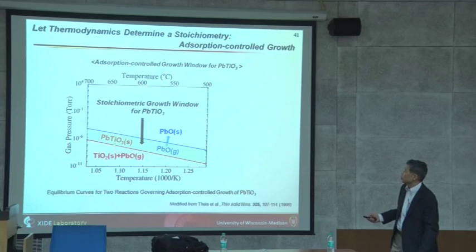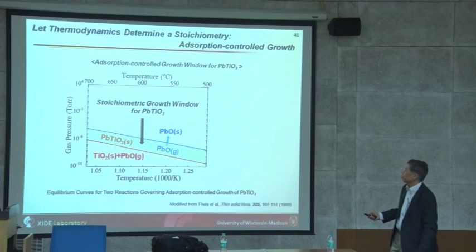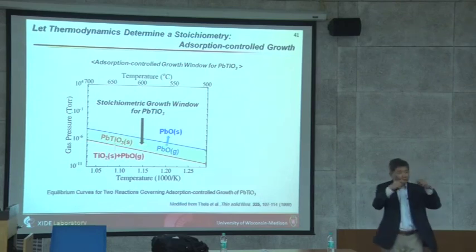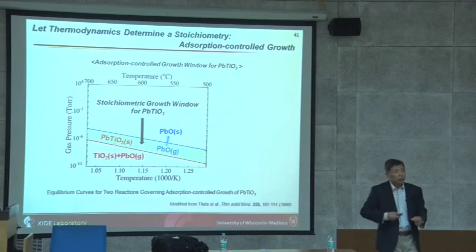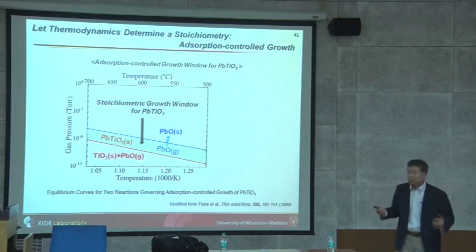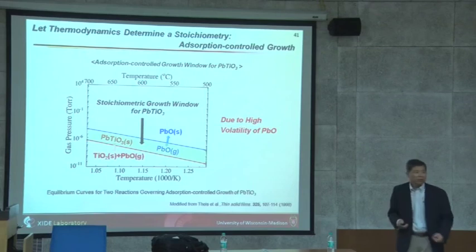When you increase the lead oxide flux, you go higher and higher. In this region, lead oxide doesn't deposit, it just volatilizes. In this region, lead oxide goes away as gas and only forms lead titanate. And in this region, you have extra lead oxide deposit. So you have a narrow window, but the plateau can still grow. No matter how much lead oxide flux you provide, you still get only lead titanate. Do you understand that? In this region you provide extra lead oxide, but it only goes away in the gas phase and does not form extra lead oxide. This is what we call absorption control, due to the high volatility of lead oxide.